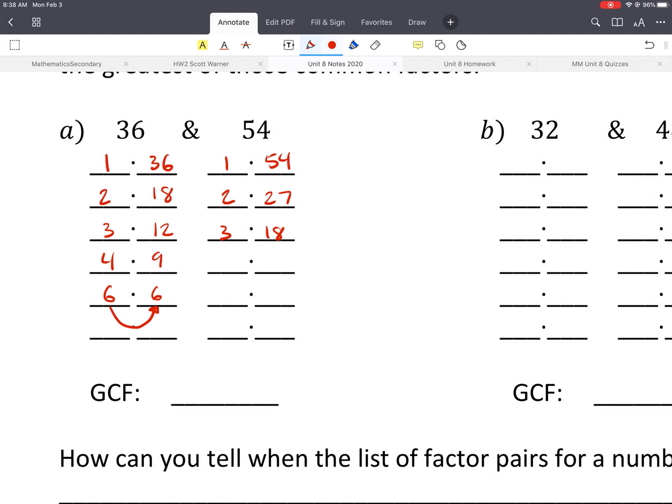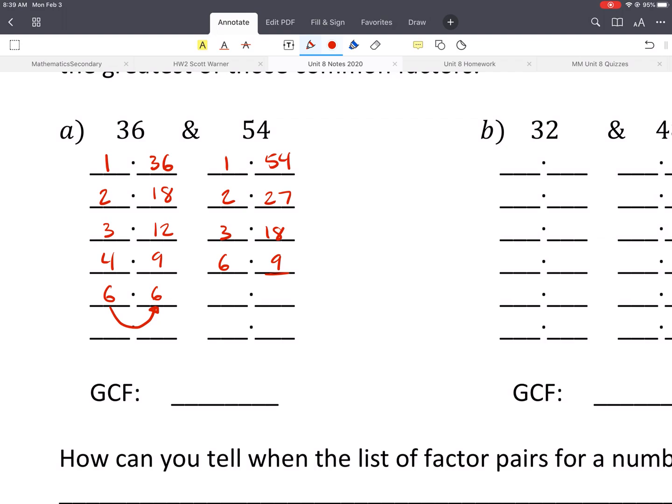We could try 6. 54 divided by 6 gives you 9. You could try 7. 54 divided by 7 gives you a decimal, so that's not a good one. We could try 8. 54 divided by 8 also gives you a decimal. And then we'd say 9, and we already have 9, so we've completed all of the factors.